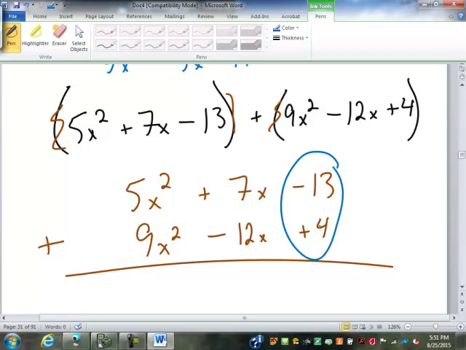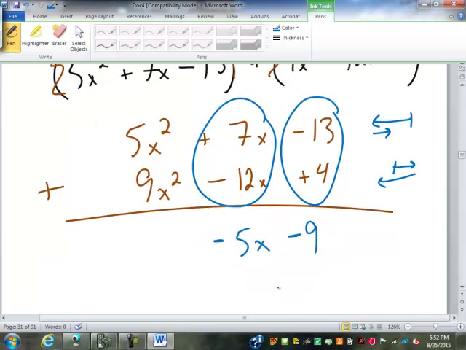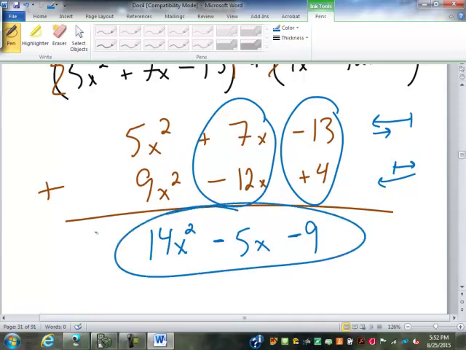So negative 13 plus 4, negative 13 and positive 4 makes negative 9. Good. 7x and a negative 12x. We have a positive 7 and a negative 12 will give us negative 5. There we go. Negative 5x. And 5x squared and 9x squared is 14x squared. Any questions?